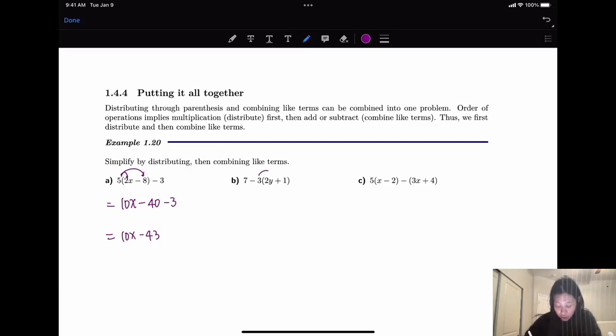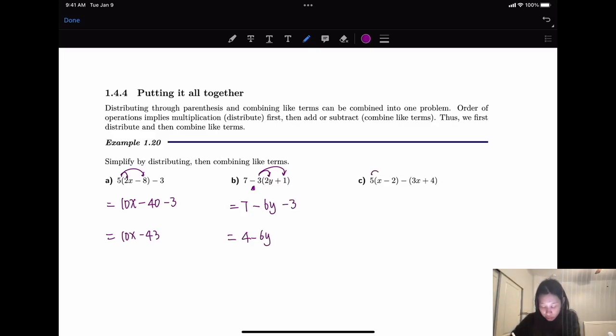Now in here you have 3, negative 3 times 2y, and then negative 3 times 1. The negative sign is really important. According to my experience, people keep forgetting about the negative sign. So I have 7 minus, negative 3 times 2y equals negative 6y, and then negative 3 times 1 equals negative 3. So the result is 4 minus 6y.